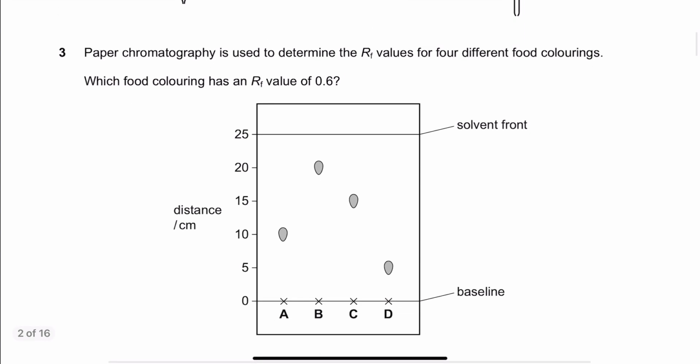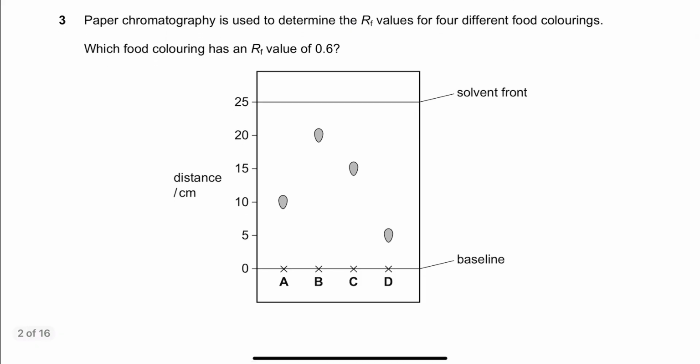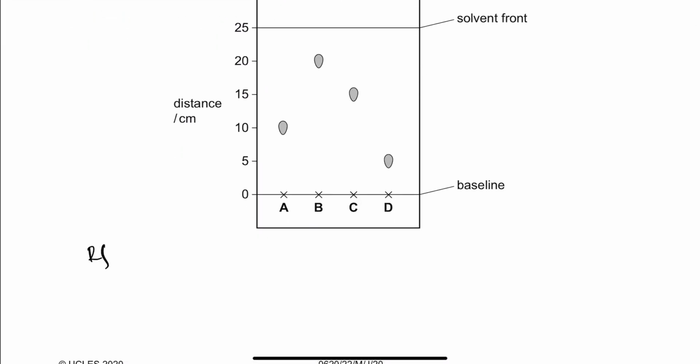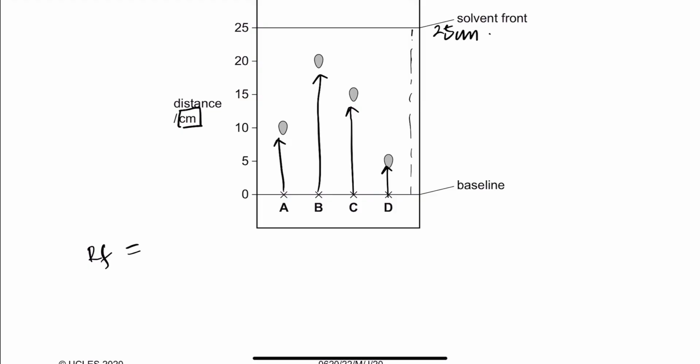Now part 3 says paper chromatography is used to determine RF values of 4 different food colorings. Which food coloring has an RF value of 0.6? Now we have to calculate the RF value, the retardation factor value, and how do we calculate that? It's the ratio of the distance covered by the component to the distance covered by the solvent front. And that distance is 25 centimeter, because here it's centimeter, right? And now we have to calculate the ratios.